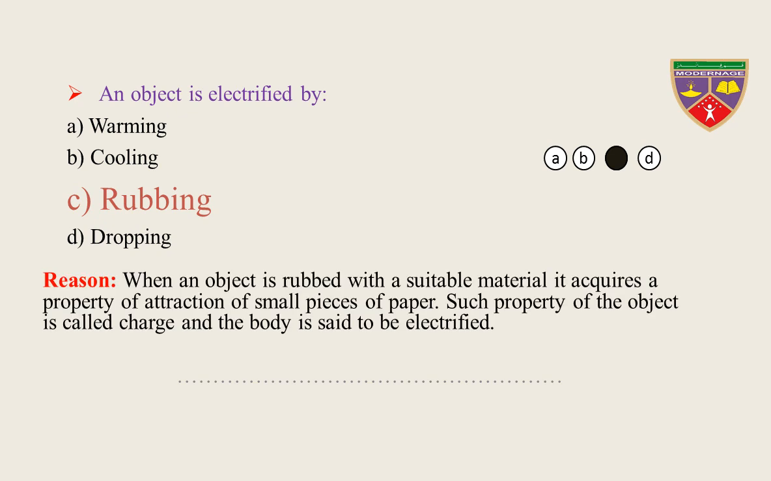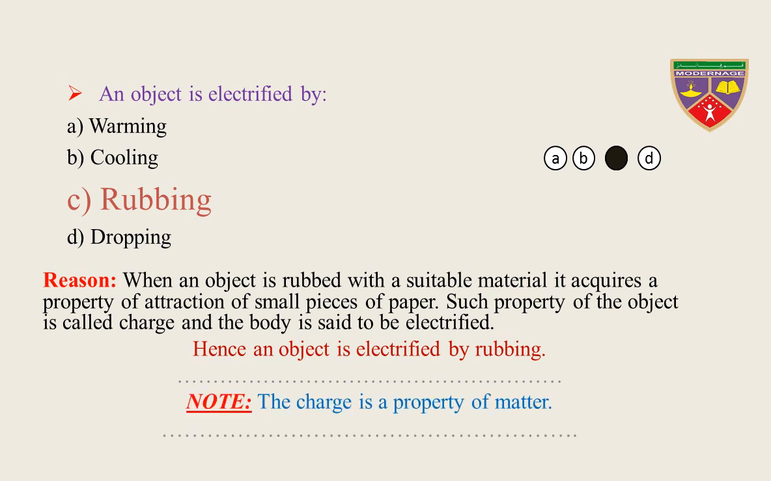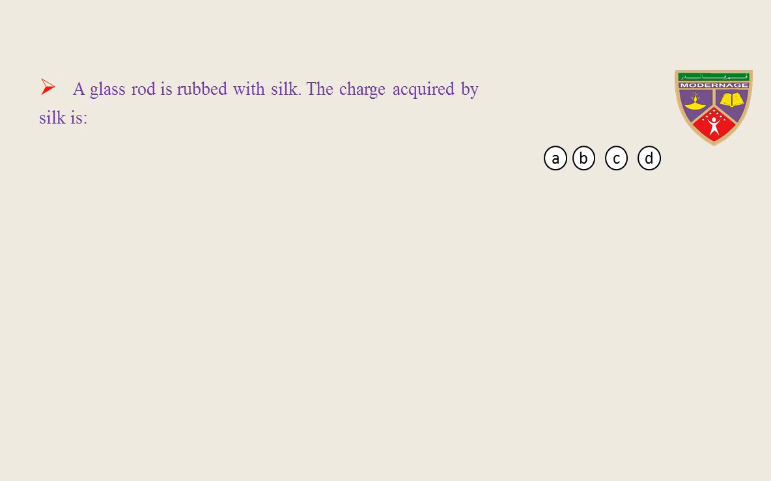Reason: when an object is rubbed with a suitable material, it acquires a property of attraction of small pieces of paper. Such property of the object is called charge, and the body is said to be electrified. Hence, an object is electrified by rubbing. Note: the charge is a property of matter.